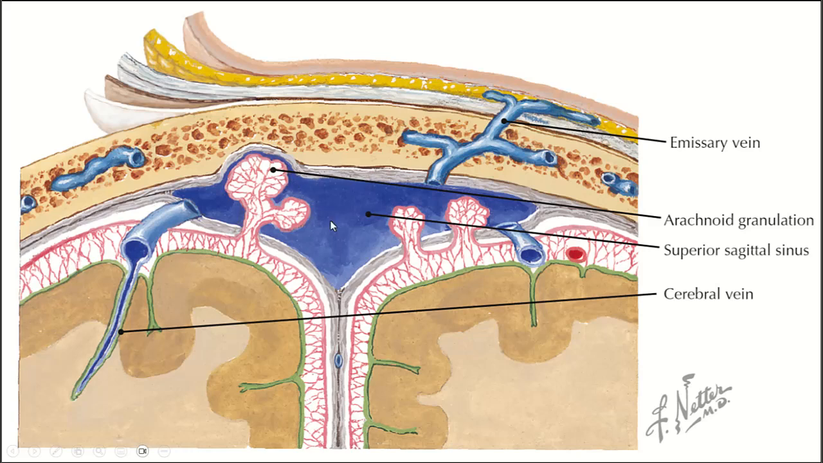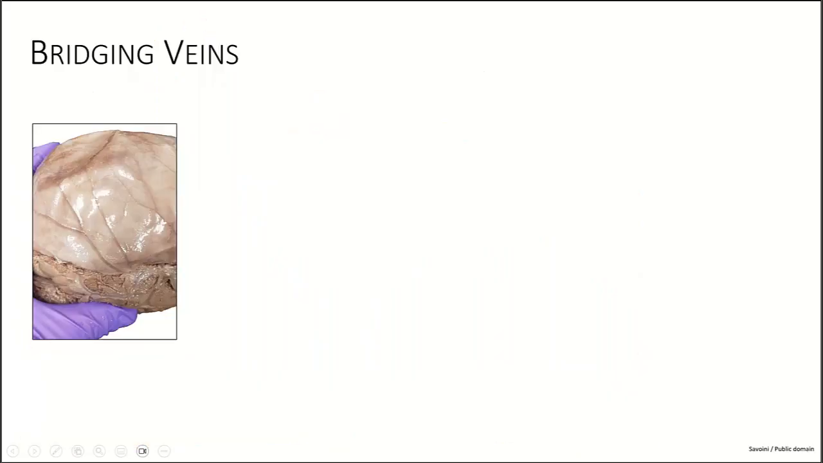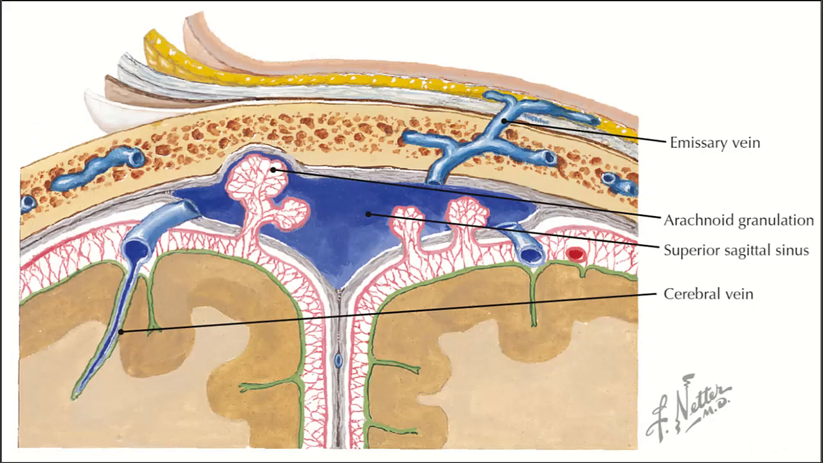This is a zoomed in view of what the superior sagittal sinus looks like, with the pink sections being those granulated arachnoid villi that help return the cerebral spinal fluid that's running in this pink network. So let's talk about bridging veins. So let's go back here.